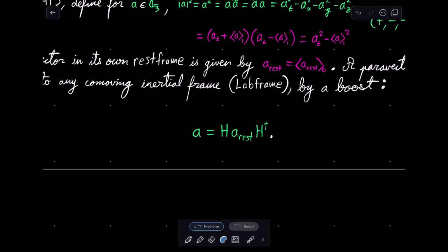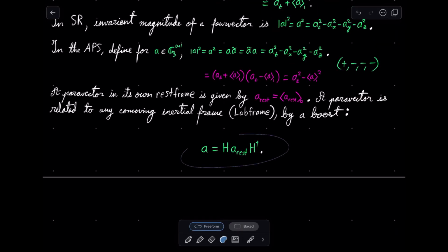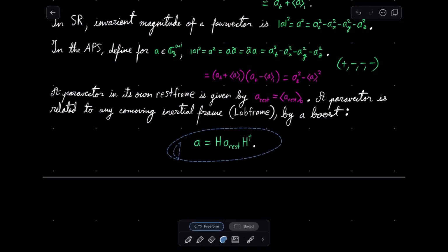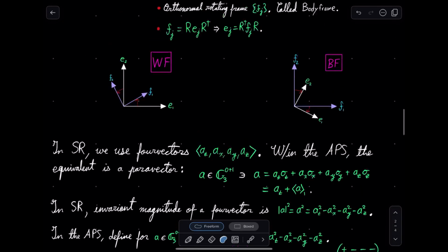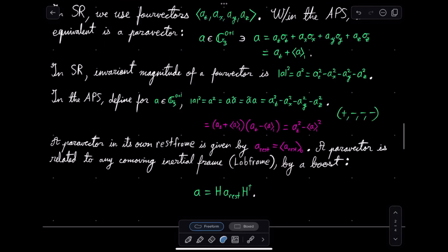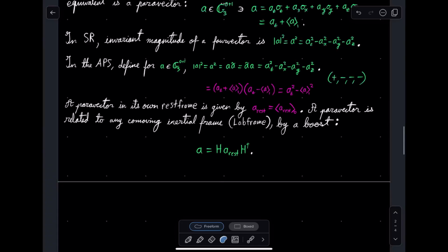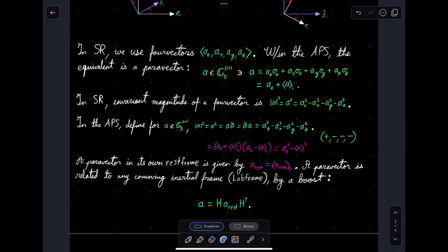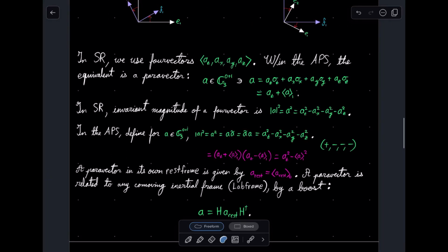And you can notice that this definition of how a paravector moves is very similar to how a vector moves under a rotor. That is because they are essentially equivalent. A boost is just a rotation through hyperbolic space.